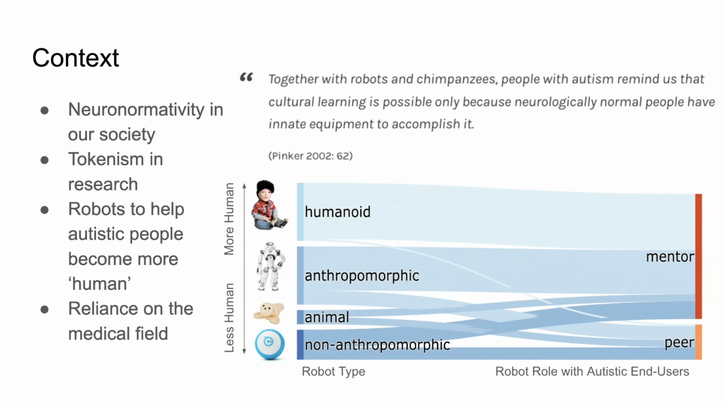There's also a lot of tokenism that happens in our research, because a lot of autistic scholars have said that if you just have one or two autistic people on your team, they experience pressure. And we also see a lot of robots being used to help autistic people become more human. And this is interesting because the foundational work that looked at autism compared autistic people to robots and chimpanzees. And we see something similar being replicated in HRI, where the more human-like a robot is, the more likely it is to teach skills to autistic people, whereas the less human-like robots, so these are the robots that look like animals or other machines, are being treated as peers in interactions with autistic people. And we also see a lot of reliance on the medical field.